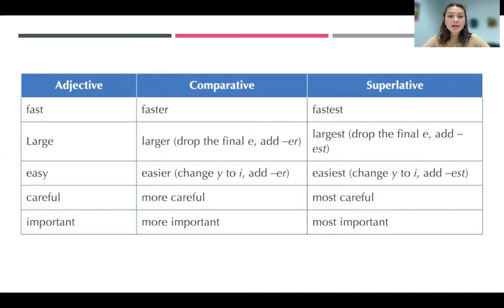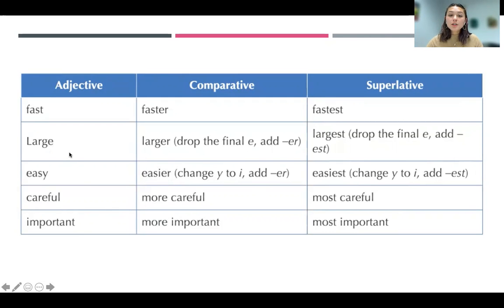So for example, we see fast, faster, and fastest. On fast, we add ER to compare between two things. Johnny was faster than Tony. For a superlative, we would say fastest, and that would be used when we're comparing between multiple things. So Johnny was the fastest in the entire race, or Johnny was the fastest boy in the class.